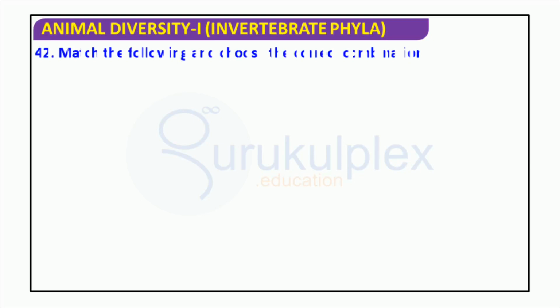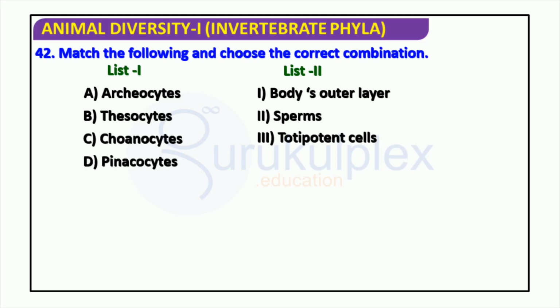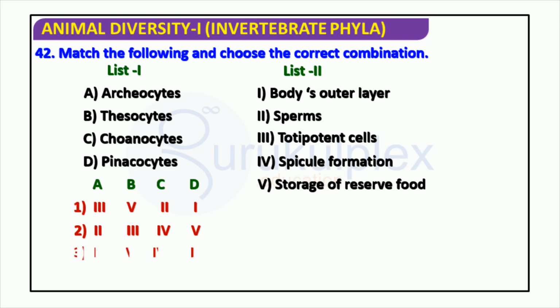The focus of this slide is on animal diversity 1, specifically invertebrate phyla. Let's proceed to a matching exercise. Match list 1 with list 2. A. Archaeocytes, 3. Totipotent cells. B. The zoocytes, 5. Storage of reserve food. C. Choanocytes, 2. Sperms. D. Pinacocytes, 1. Body's outer layer. 4. Spicule formation does not have a match in list 1.